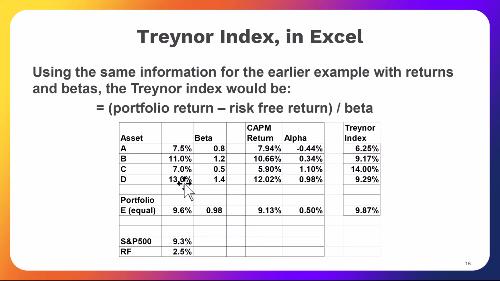In this case, we see that C still has the higher value. So higher Jensen alphas are typically associated with higher Treynor index values. Jensen alpha shows excess returns. Treynor index is used to compare portfolios.